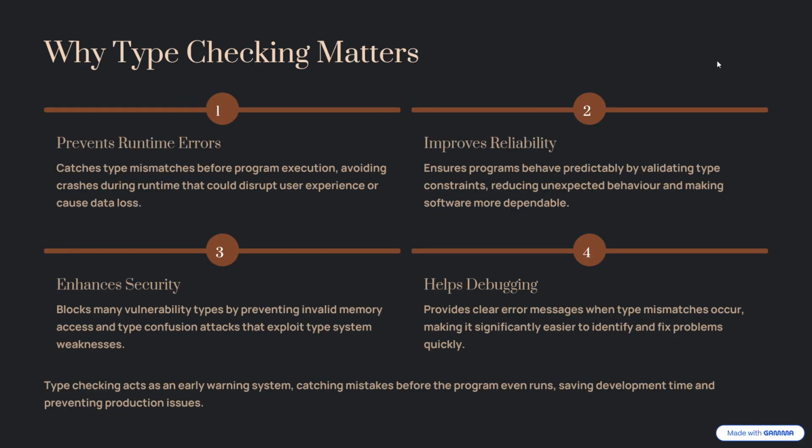Why does type checking matter? Type checking is important for several reasons. First, it prevents runtime errors by catching issues early. Second, it improves reliability, making program behavior more predictable. Third, it enhances security by preventing unsafe memory access and type-related vulnerabilities. And finally, it helps in debugging by providing clear error messages. You can think of it as an early warning system that saves time and prevents major issues later.